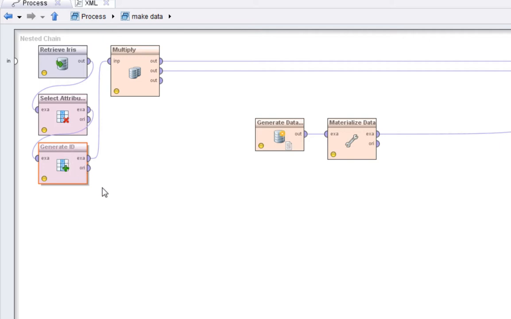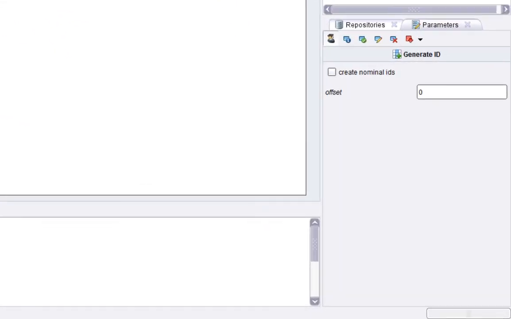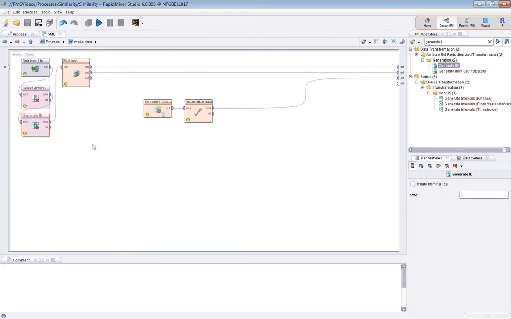Now, the reason I've done this is to make the plotting work better. So this is a mini gotcha. Just be aware that if you use nominal IDs, it can sometimes be tricky to get the sort order you want. So by having a numerical ID, it makes the plotting work better. So this is simply what's happening here, and then I'm multiplying it to have two versions of that Iris data set.